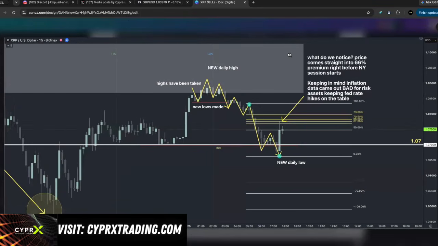So I said, what do we notice? Price comes straight into a 66% premium right before New York session is about to start, keeping in mind that the inflation data came out bad for risk assets, keeping Fed rate hikes on the table. So instantly, knowing on the higher time frame, we're bearish.